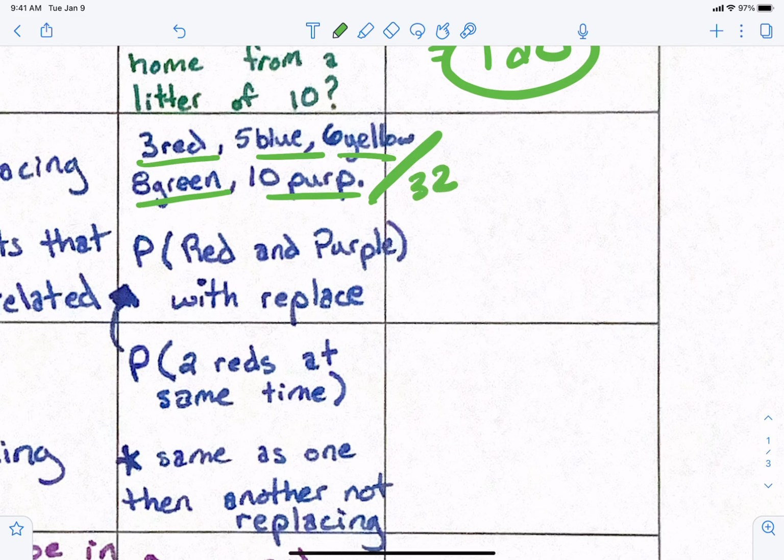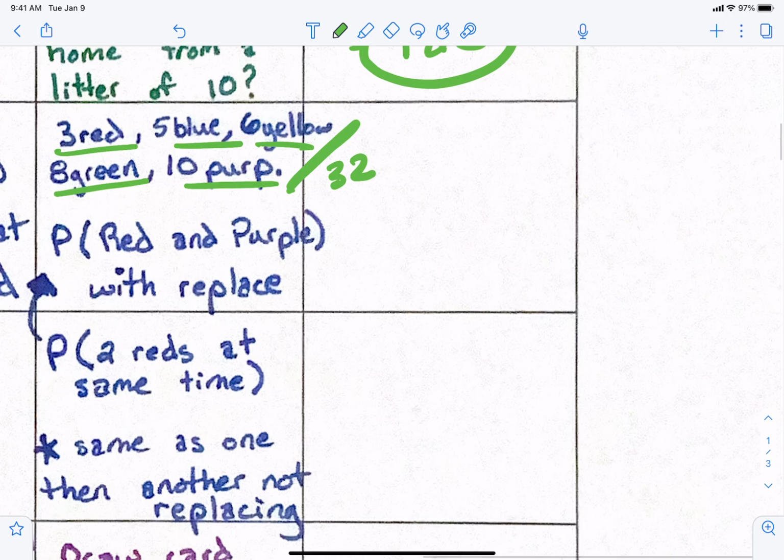When you see a list, automatically start adding them up because you know that you're going to have to do that at some point. And when they give it to you in a story problem, I list them off to the side, like 3 red, 5 blue, 6 yellow, so I don't have to reread the paragraph. That's another good strategy when you're doing the ACT. List them off to the side so you don't have to reread.